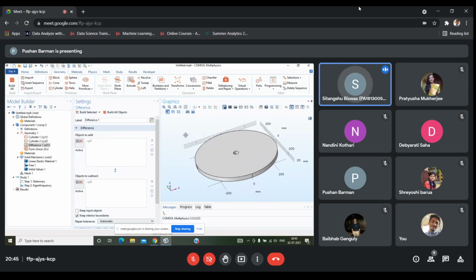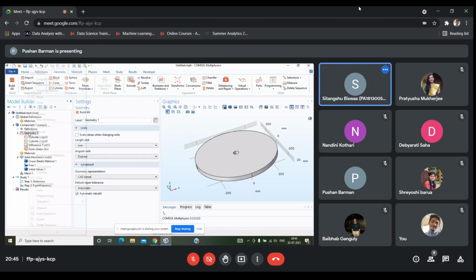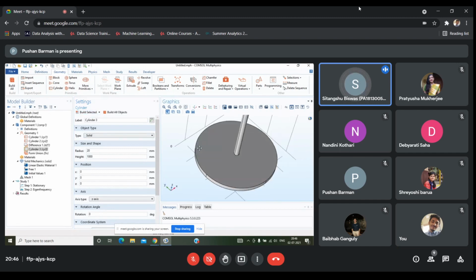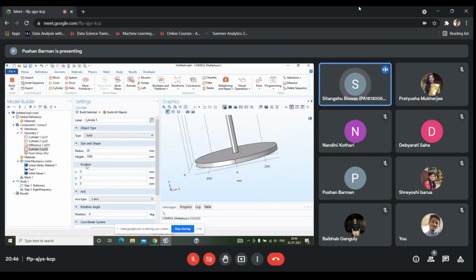Okay, now again you add one cylinder. You take radius 20, and this you take 1000. No, in the z axis, give -500.